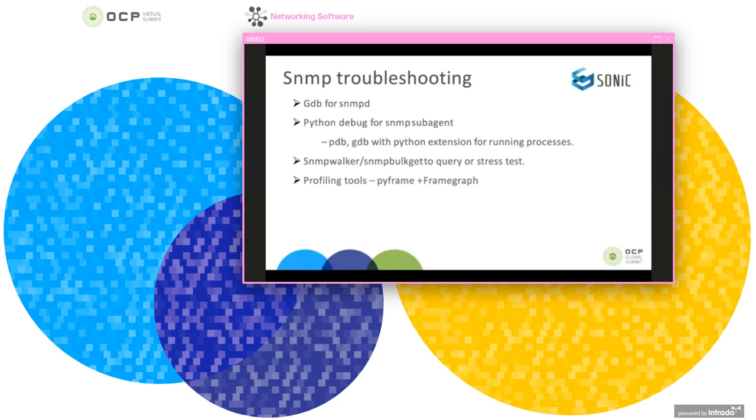Okay, so next one is the SNMP related. As you know, SNMP is written in C, and there's also a subagent done by the SONiC community. It's in Python, to prepare those MIBs and so on. And we use PDB to debug those things. For SNMPD itself, we use GDB, and of course you can use the SNMP walk and bulk walk to do some stress test. And you have some profiling tools that can really help you understand, again, the profiling during the stress test.